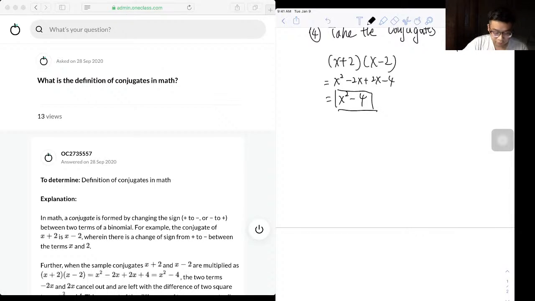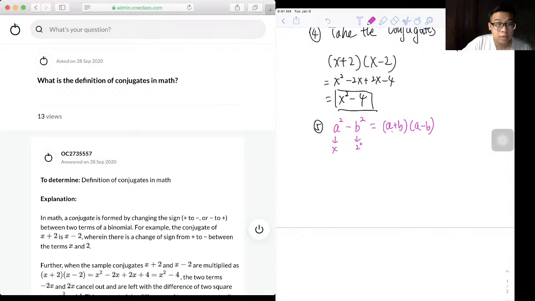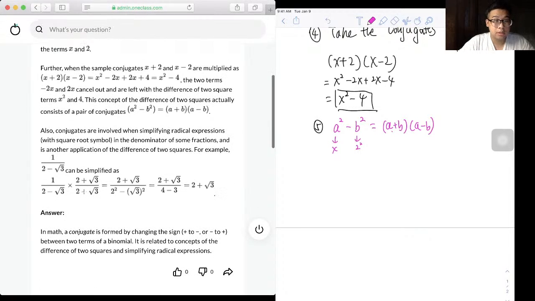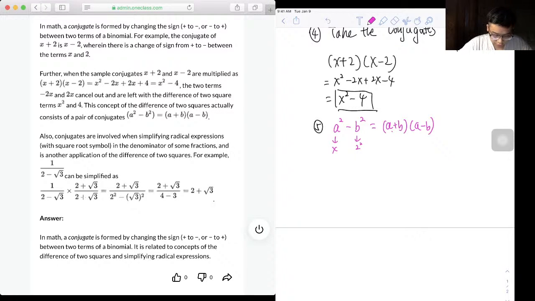In fact, we also have a formula, I'll write it down here: a squared minus b squared, which in this case x will be a and 2 will be b, because 4 can also be written as 2 squared, is equal to a plus b times a minus b, which is very useful when we're solving problems. So let's just do another example.